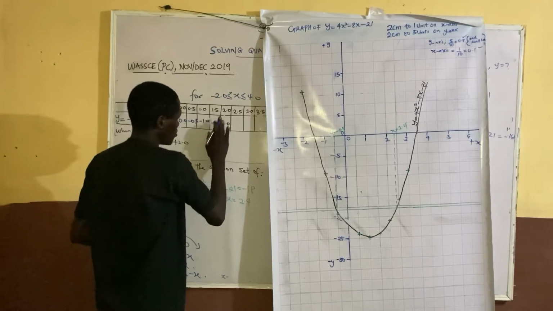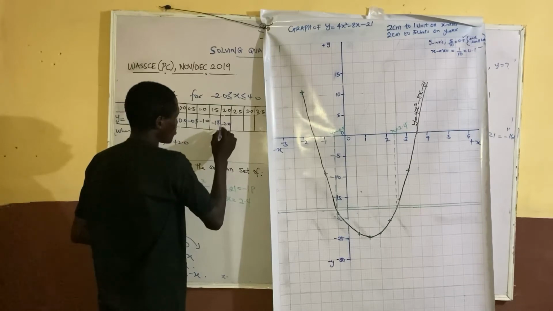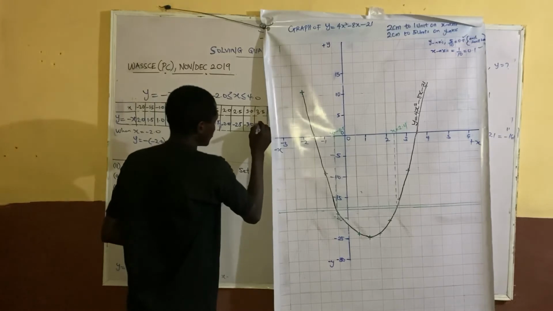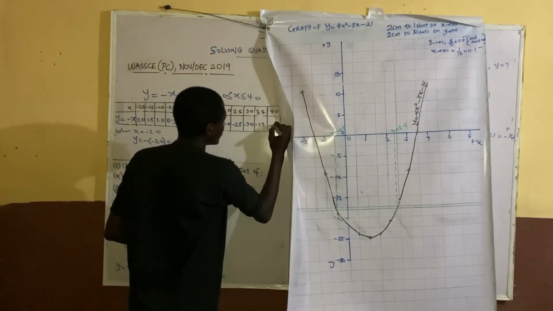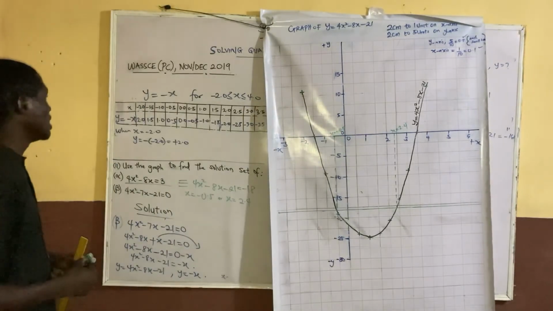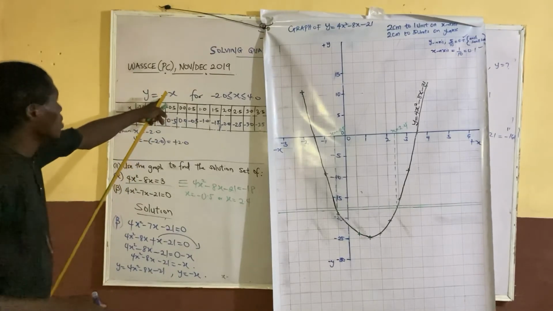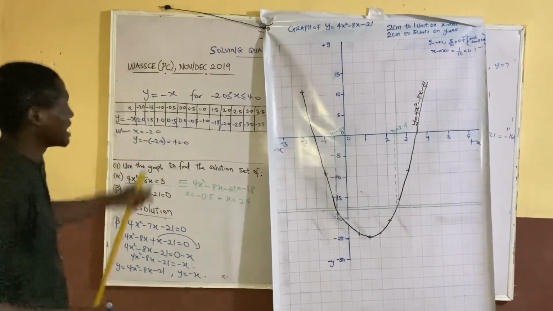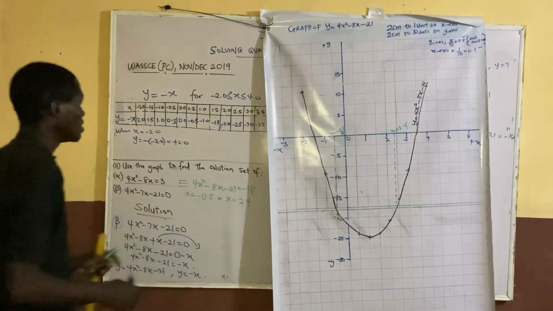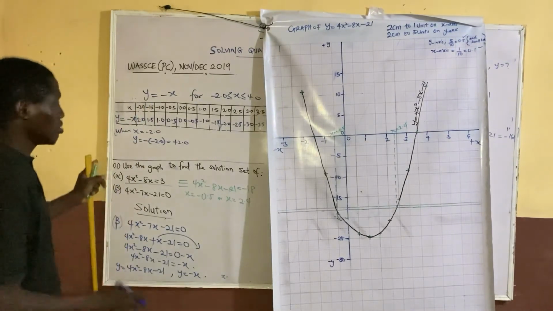Let me draw this one very well. So minus 2.0, minus 2.5, minus 3.0, minus 3.5 and then minus 4.0, as you can see here. So that's the table of values for the second equation of y equals minus x. Now, how do you plot this? You can also plot it using the same graph. You don't need to plot any other separate graph, just using the same graph.